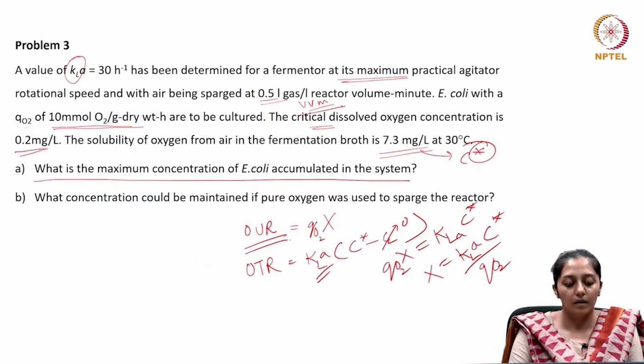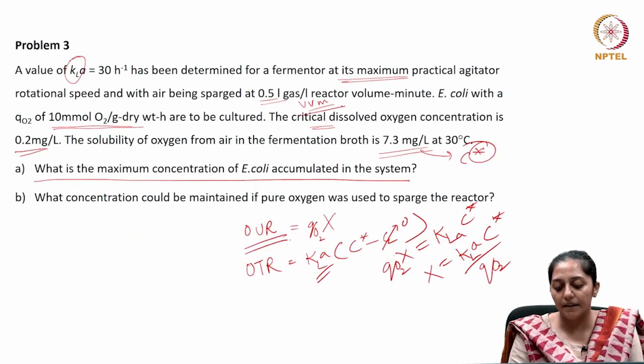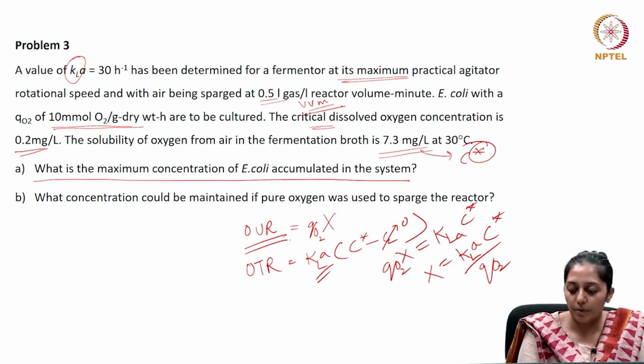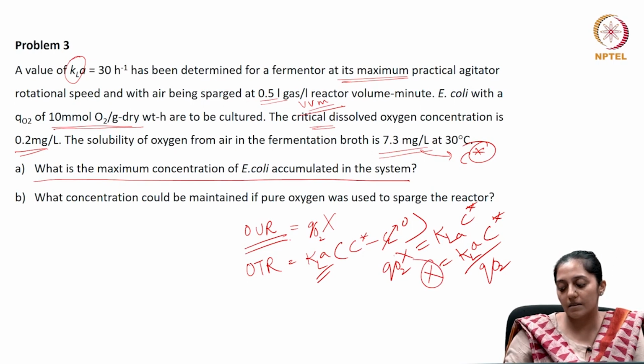Let us see the second part. What concentration could be maintained if pure oxygen was used to sparge the system? So, we need to find, if pure oxygen is being sparged inside the system under the given operating conditions, how much biomass can be supported in that case. So, the maximum biomass which can be supported still remains KLa times C star by QO2, but what has changed is the C star value. So, we need to first find the C star value.